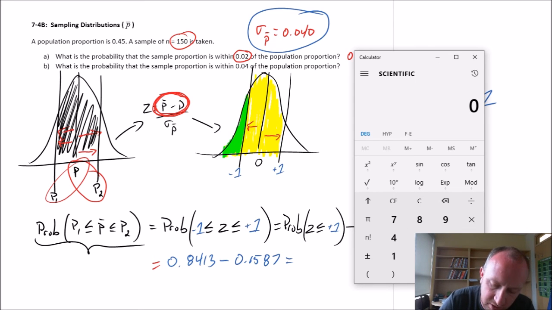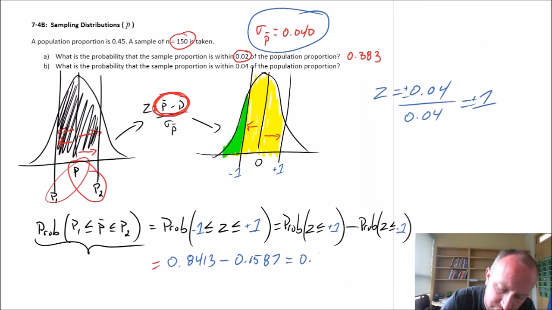Whoa, something went wrong there. Can't have a negative probability. Minus 0.1587. Good, 0.6826.